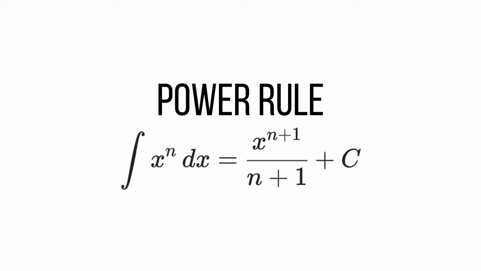Next rule, the power rule. The formula for this is the antiderivative of x raised to n dx equals x raised to n plus 1 over n plus 1 plus c, where n is not equal to negative 1. Why? Because when our n is equal to negative 1, our denominator will become 0 and it will become undefined, which we avoid in this situation.